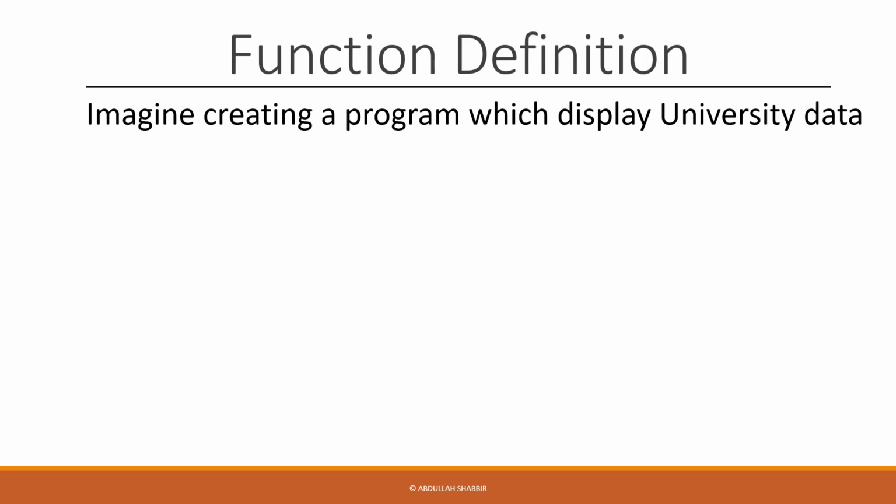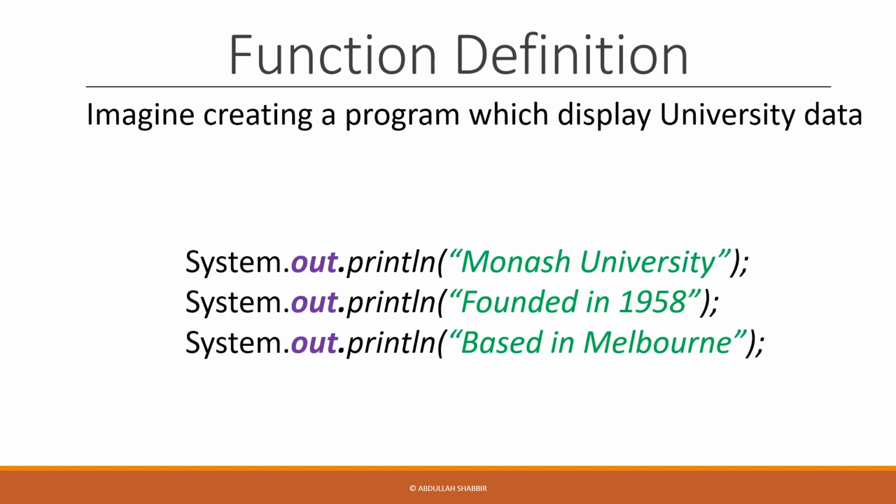Let's define our own function which shows information about a university. We want to print out the lines of text such as university name, when it was founded, and where is the main campus. We will group these together in a function so that we can easily repeat it. And here's the print code for university data we want to repeat.